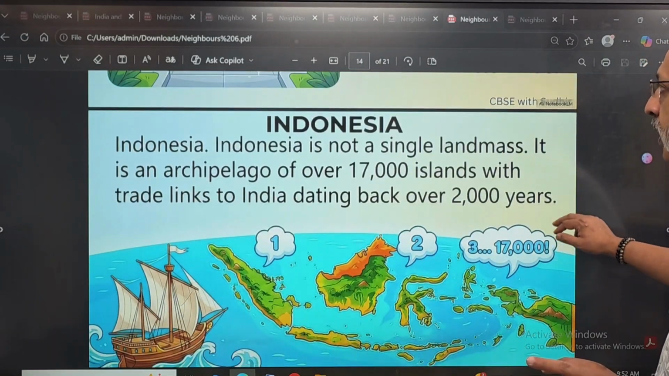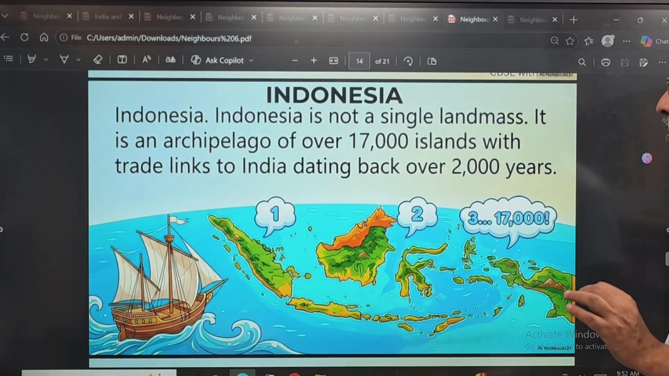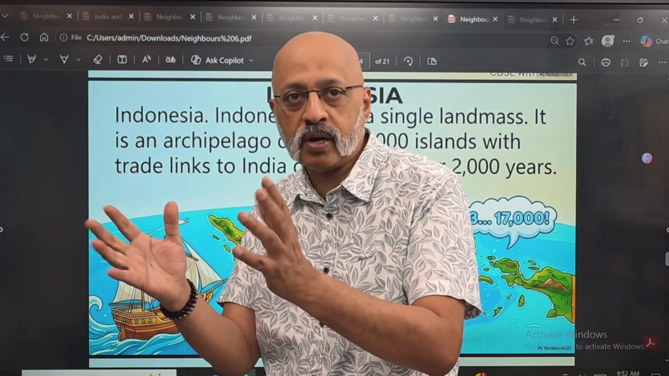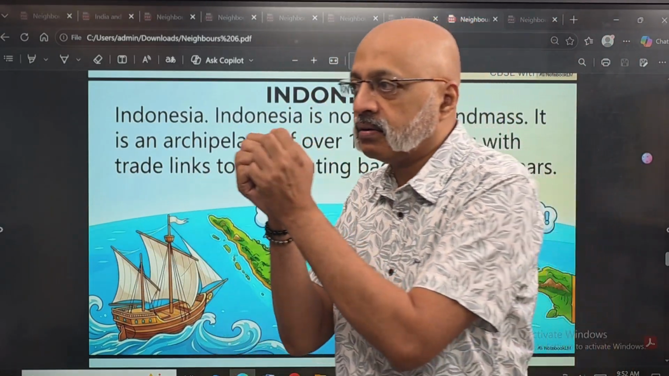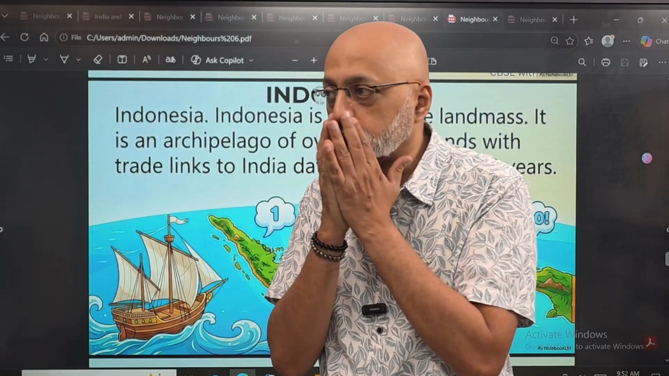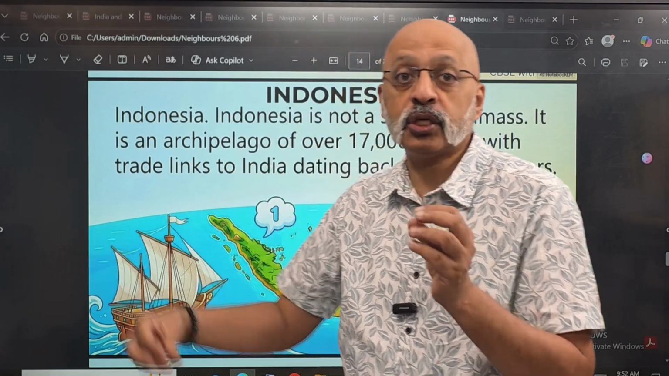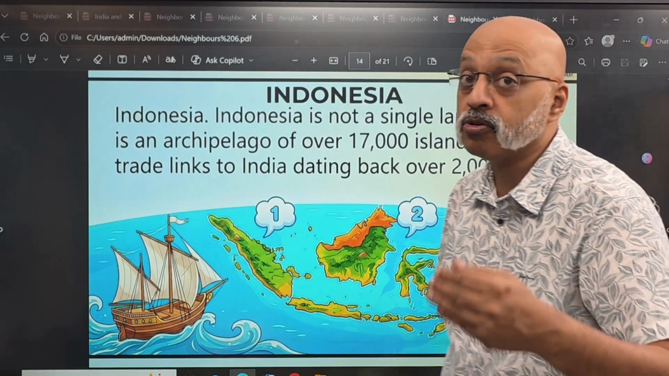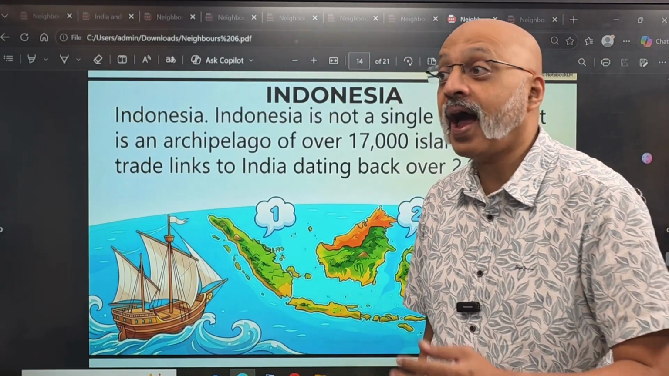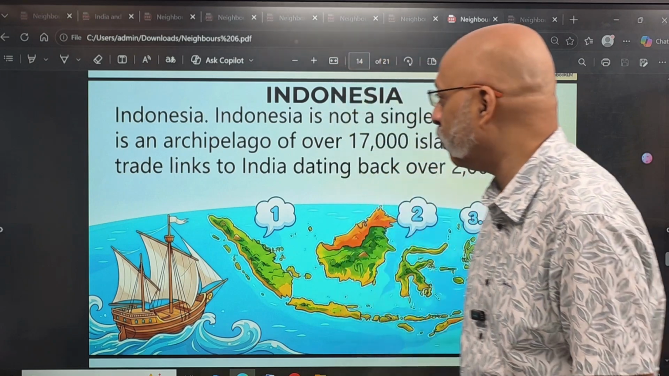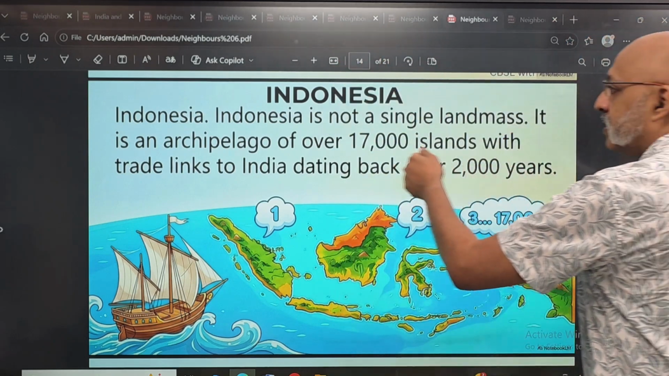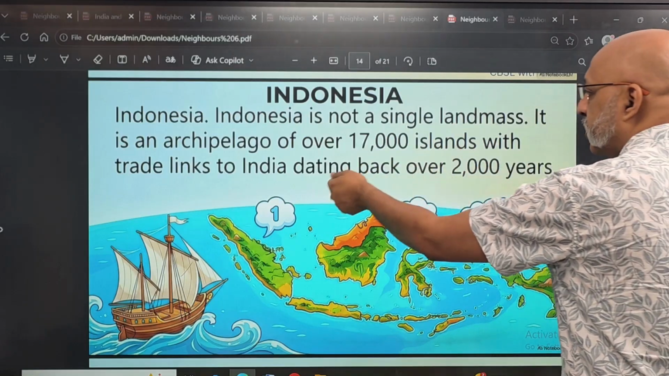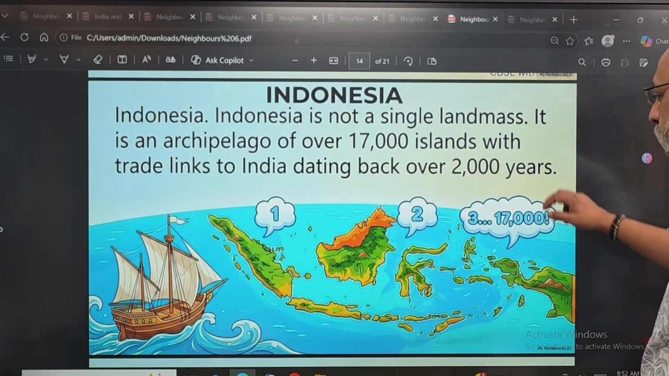Next, let's move to Indonesia. Now, Indonesia is not a single landmass. It's not one solid landmass like India is, like Sri Lanka is, like Pakistan is. It's actually a collection of many islands, more than 17,000 islands. Just imagine what an administrative nightmare it would be. So it's what is known as an archipelago of over 17,000 islands with trade links to India dating back over 2,000 years.